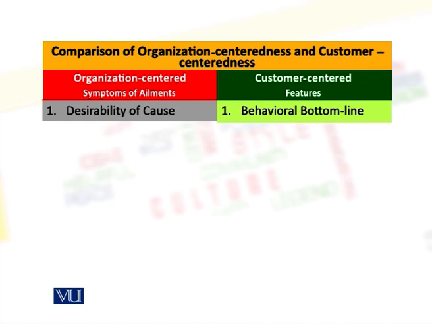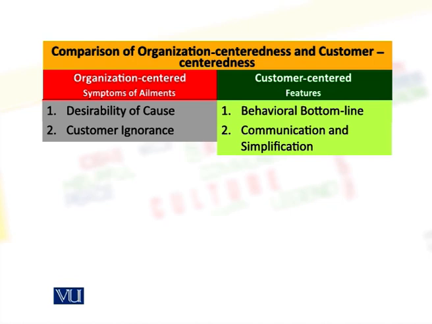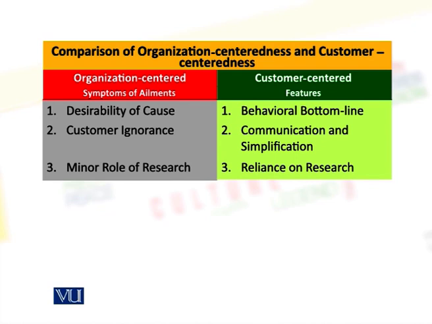The second ailment of organization-centeredness is what marketing managers of such organizations complain about: lack of customer knowledge, their ignorance, and lack of motivation on their part. The treatment to address this particular ailment is coming up with good communication campaigns and keeping the issues rather simple. The third ailment is about the role of research in the NPO sector. Such managers give a very minor role to marketing research, whereas marketing people on the other side of the fence put great reliance on research, which should be the basic infrastructure to develop your programs, which, in other words, are your products.